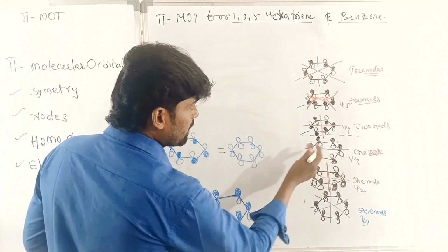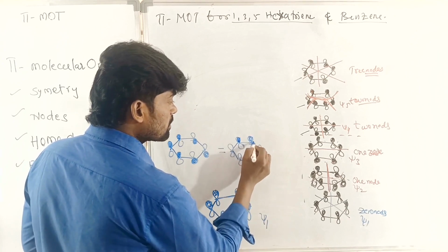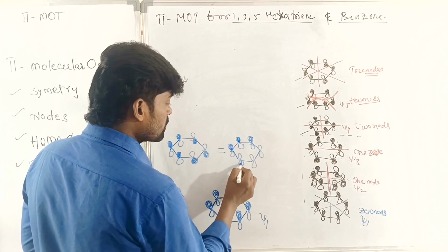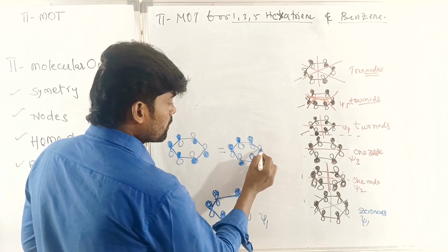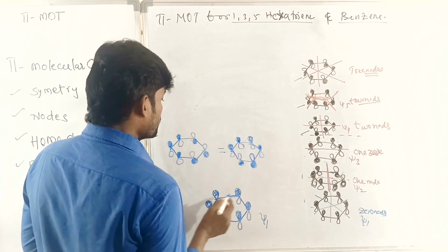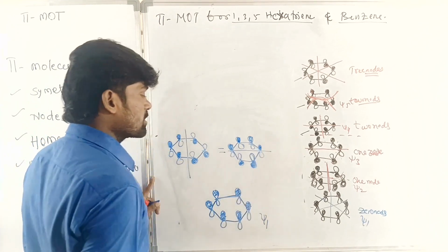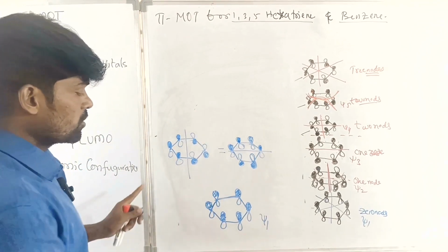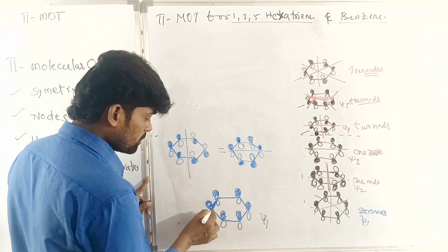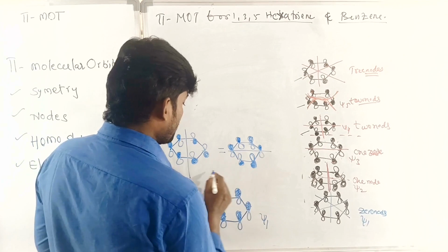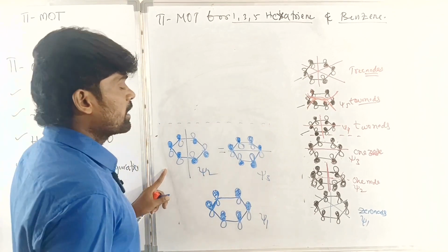For psi 3, C1, C2. This is separated with respect to this axis, this is separated with respect to this axis. So one node, 0 nodes. So that is the second level, psi 2, psi 3. These 3 are bonding, remaining 3.